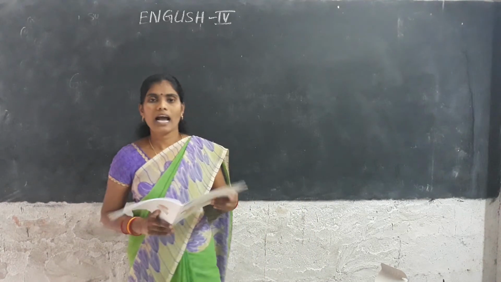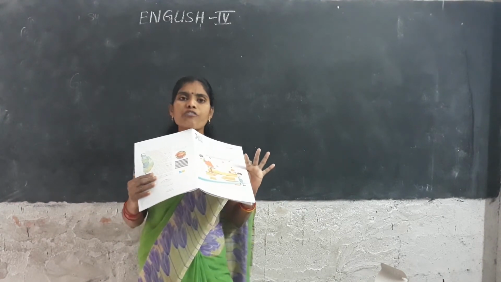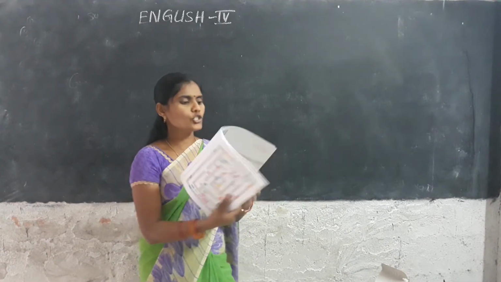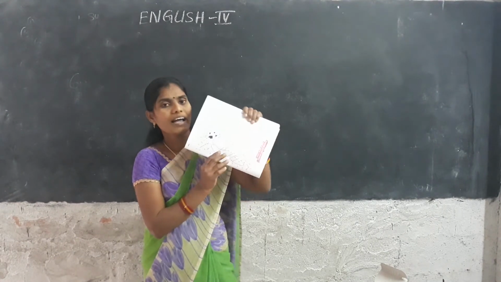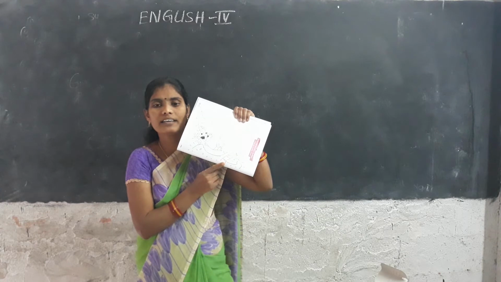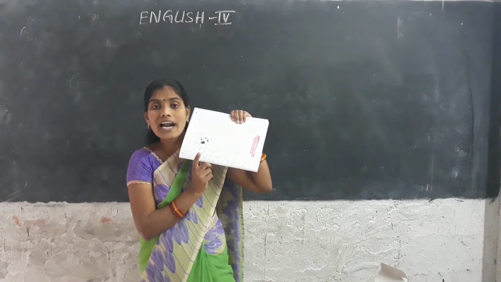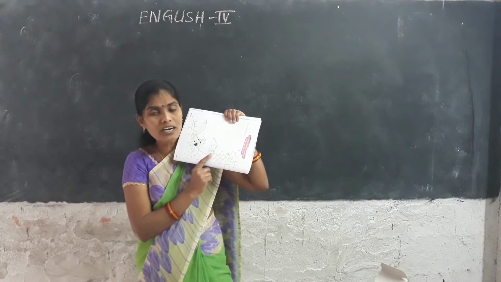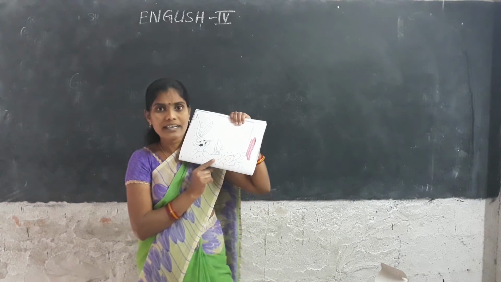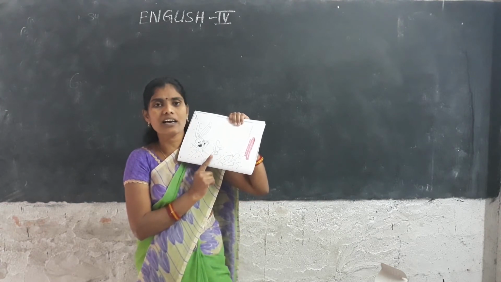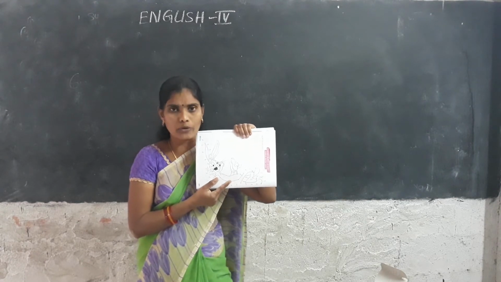Next, Amma, all of you open your activity book, page number 4. Join the dots and color the picture. Here dots are given. The dots are numbered. You must match the numbers, then color the given picture. It is fun time for you.